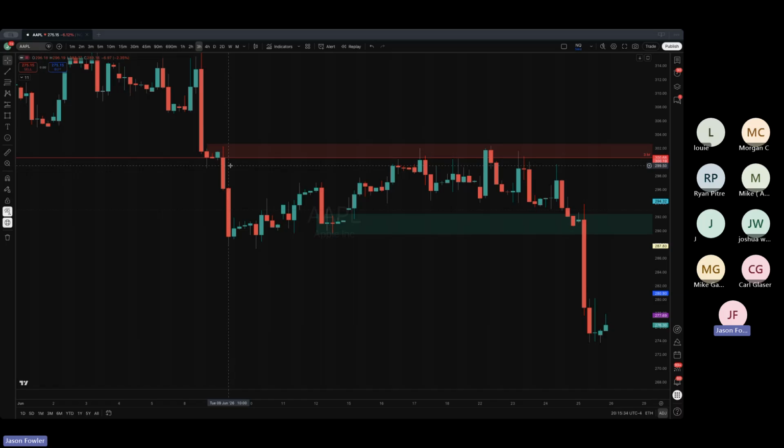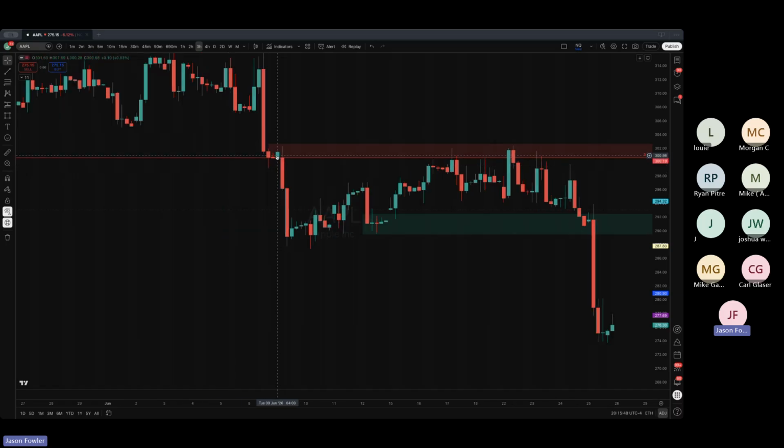So when you're looking for a supply zone, you want to find, ideally, and this is not a set rule that everyone has to follow, I personally learned this way and I like it this way, a basing candle that's the opposite color of the move. So when you're finding a supply zone, we have a green candle here. When you're finding a demand zone, you have a red candle.